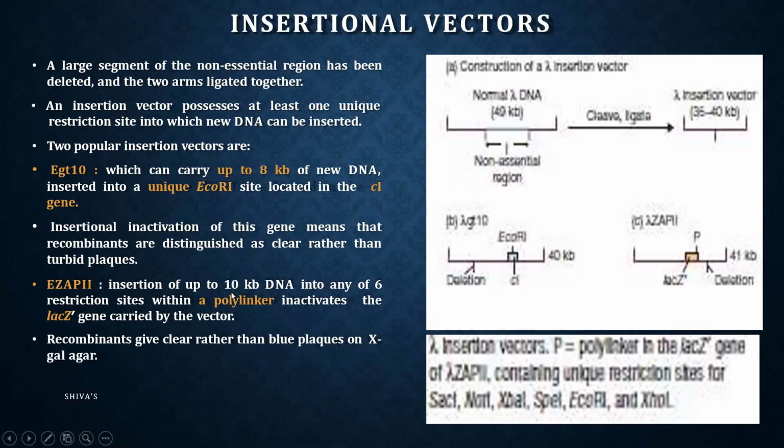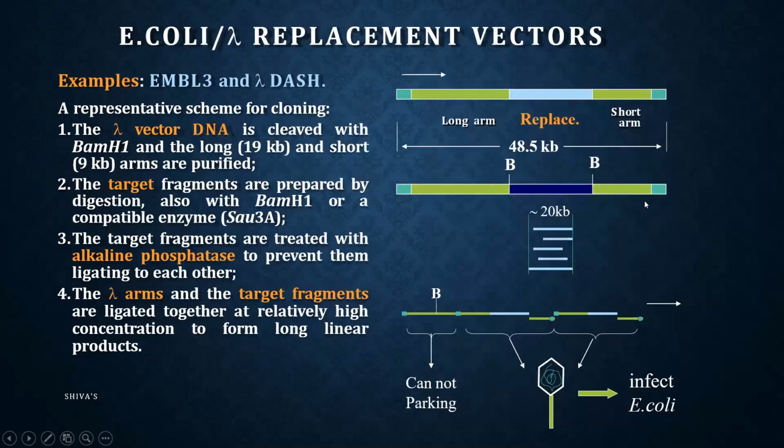While λZAP2 inserts more in comparison to λgt10, it carries 10 kilobases into any of the 6 restriction sites within a polylinker, inactivating the lacZ gene carried by the vector. In this, recombinants give clear rather than blue plaques on X-gal agar. And this is a diagrammatic representation of these insertional vectors.